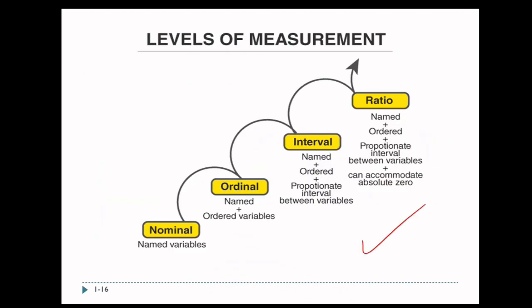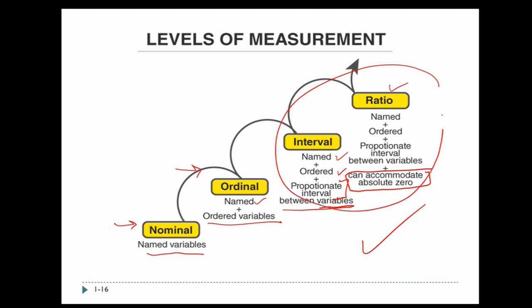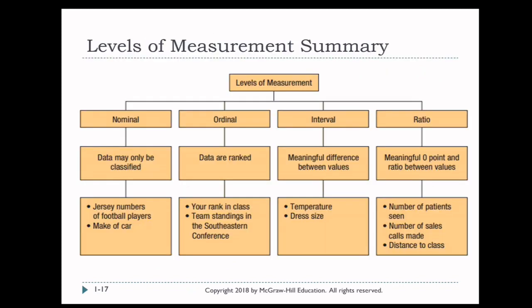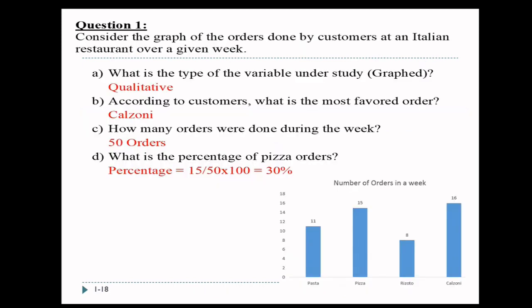This graph can show you the nominal, the lowest level, then ordinal, which is named plus ordered variables, interval, named plus ordered plus proportional intervals between variables. And this one can accommodate absolute 0 for ratio. These are numerical, these are non-numeric variables. This is the summary for levels of measurement.